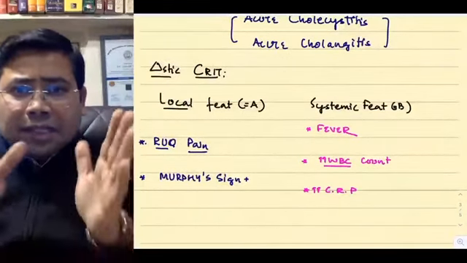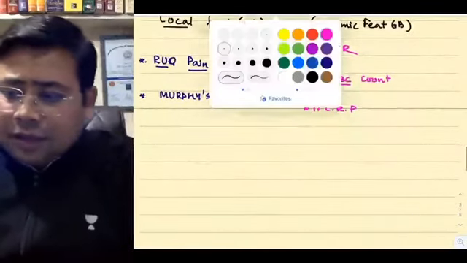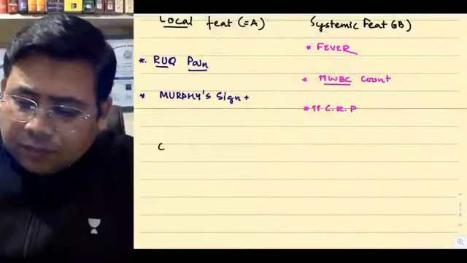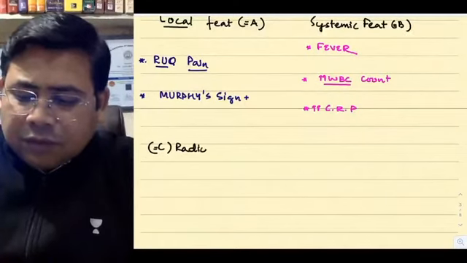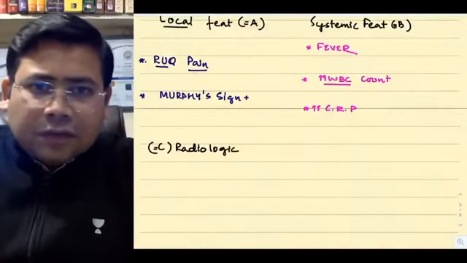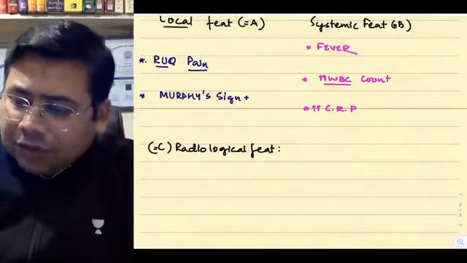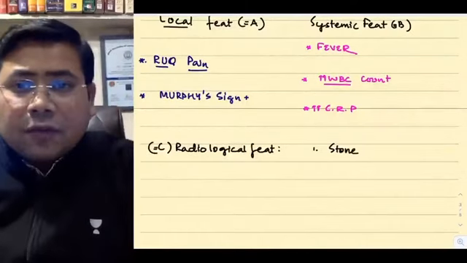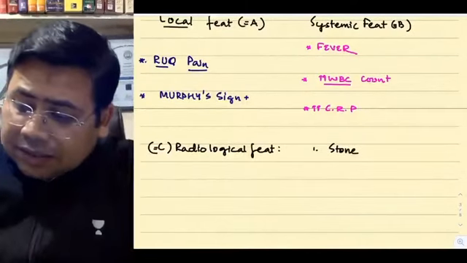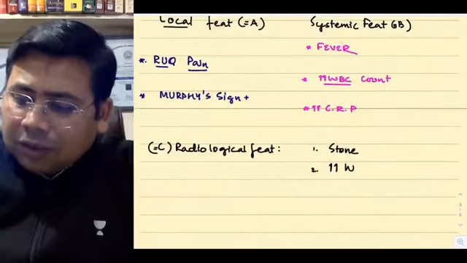So this is A, this is B. Then we will see what is C. C is equal to the radiological features. What are the radiological features? Presence of stone. Second is increased wall thickness.